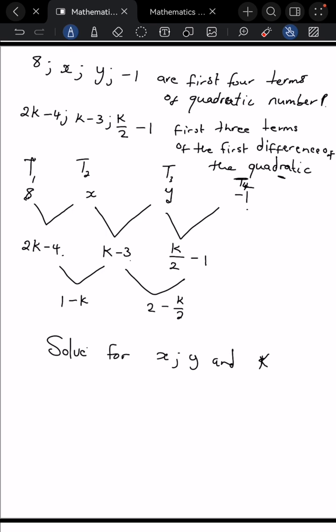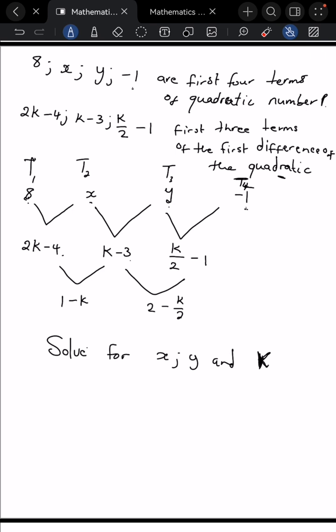We have the given, which is 8, x, y, and -1, are the first four terms of a quadratic number pattern, where 2k - 4, k - 3, and k/2 - 1 are the first three terms of the first difference of the quadratic. The question is to solve for x, y, and k, where 8 is t1, x is t2, y is t3, and -1 is t4, the fourth term of the quadratic number pattern.